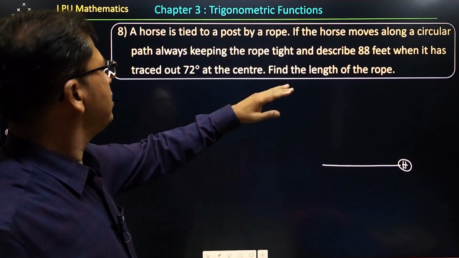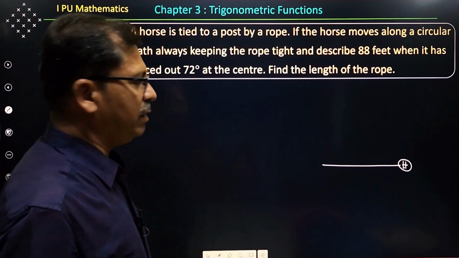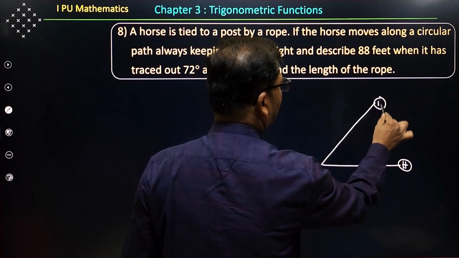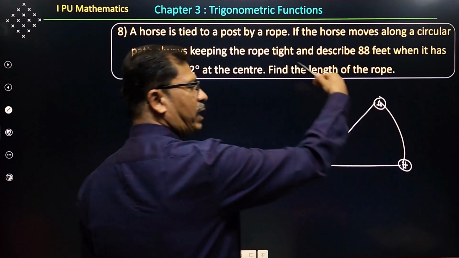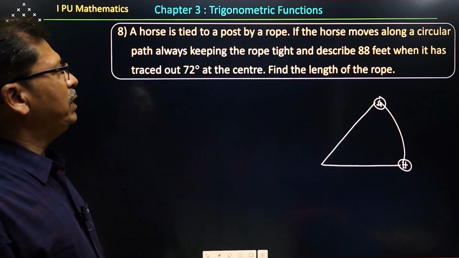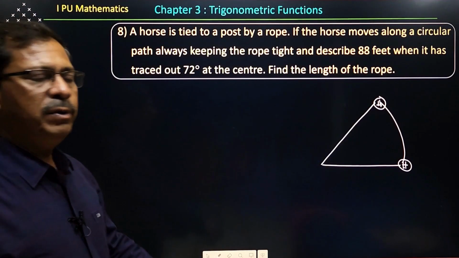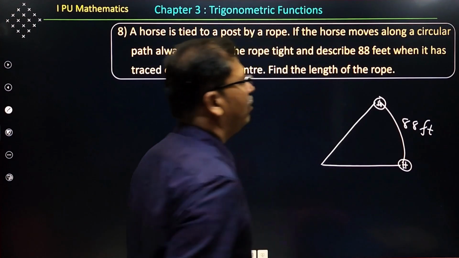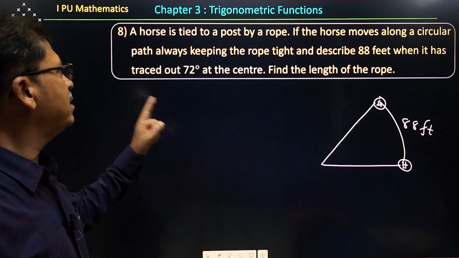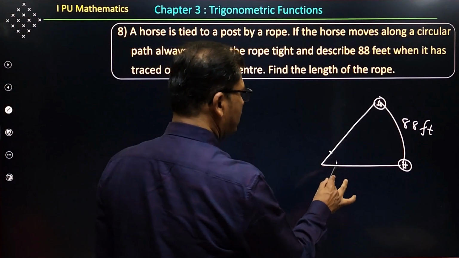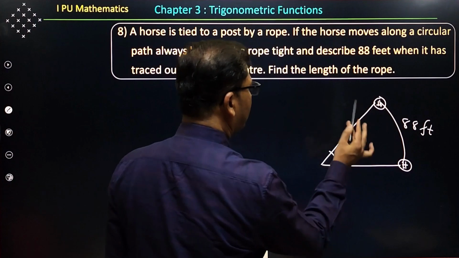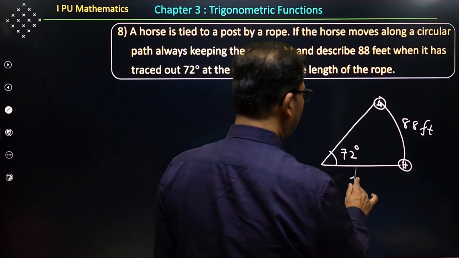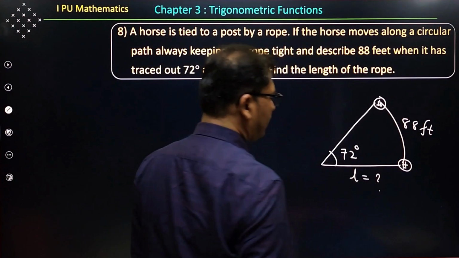If the horse moves along a circular path, always keeping the rope tight. See, this is moving. This horse is moving in this manner. Keeping the rope tight and describe 88 feet. Okay. When it has traced 72 degree at the center. So as a result of this rotation, 72 degree is the angle created at the center. Find the length of the rope. This is what the length of the rope you need to calculate.